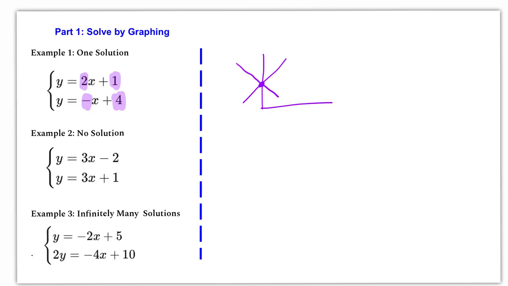So the most important thing for you to look for is to see, are the slopes different? As soon as the slopes are different, that makes it one solution. Okay, so that's out of the way, and now let's learn how to graph.